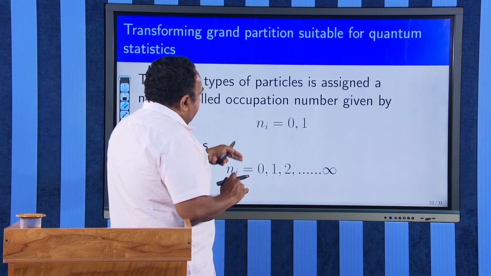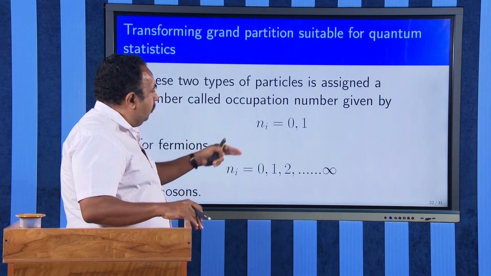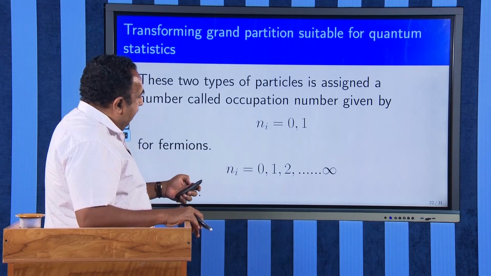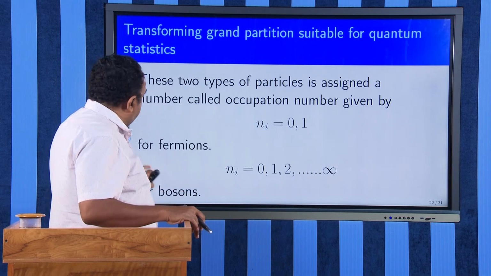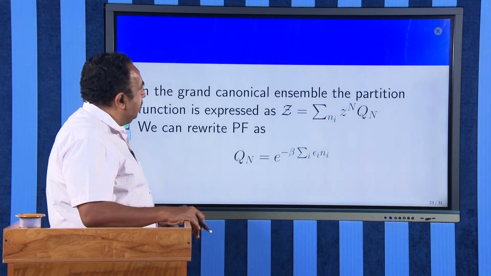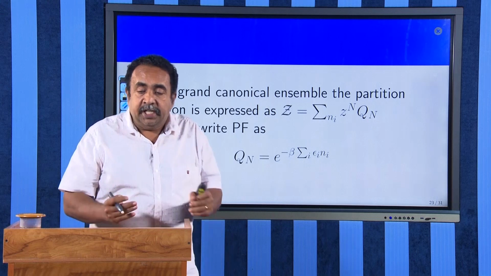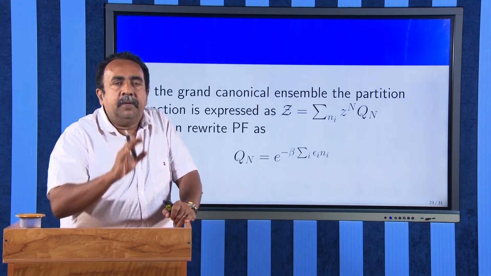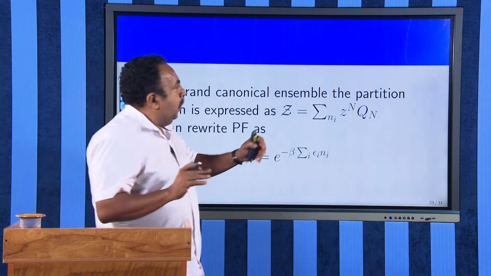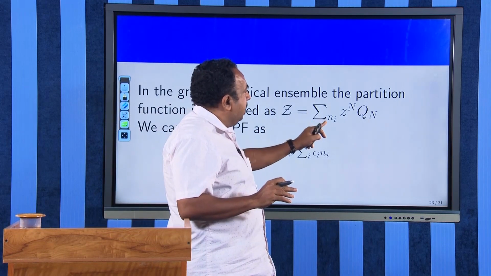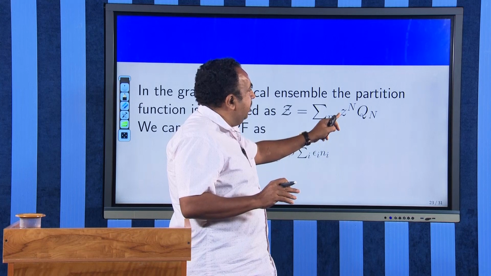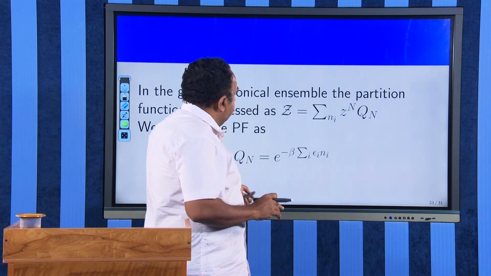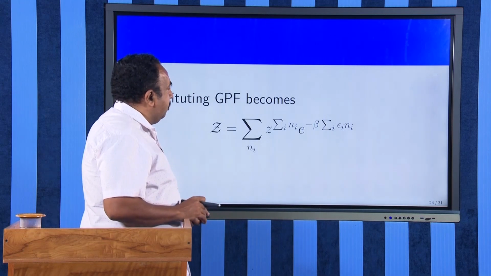Therefore, I am going to take occupation number 0 and 1 for the fermions and 0 to infinity for the bosons, and then I will be changing my old classical statistical mechanics. To do that, the best ensemble is the grand canonical ensemble, where the partition function is given by the sum over N of z raised to N, Q_N, where Q_N is the canonical partition function.